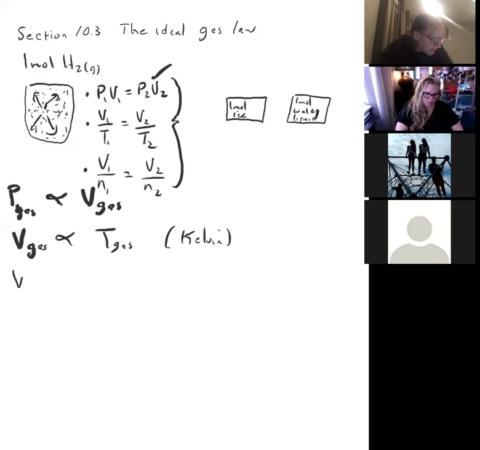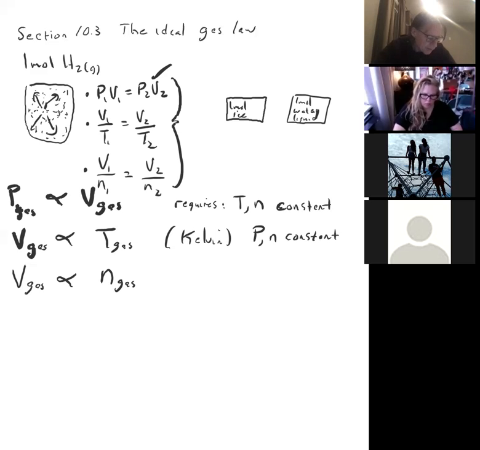Okay, and then the volume of a gas is proportional to the number of moles of the gas. Now, there are some requirements for these relationships to be true. This one requires, this is our assumption, that the temperature and the number of moles are constant. This one requires that the pressure and the number of moles are constant. And this one requires that the pressure and the temperature are constant. And that might not be the case.